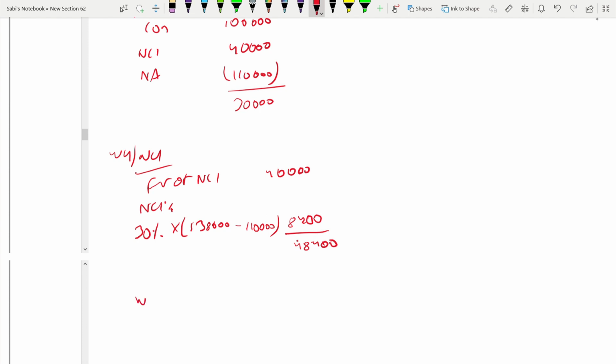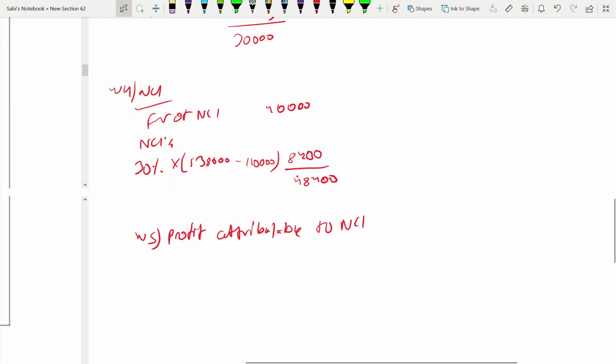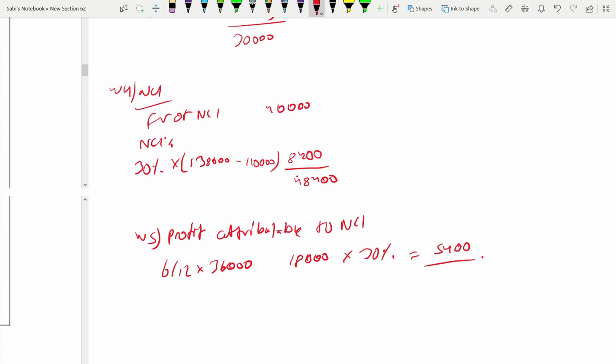And working 5, profit attributable to NCI. Remember, profit of Nepal is just 36,000. So just apply 6 months on 36,000, which is 18,000. And take 30% and apply here, which is 5,400. So you have done all the workings. Now what we have to do is just go back and put the number in the correct places.